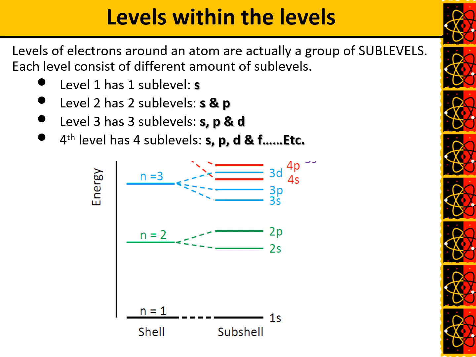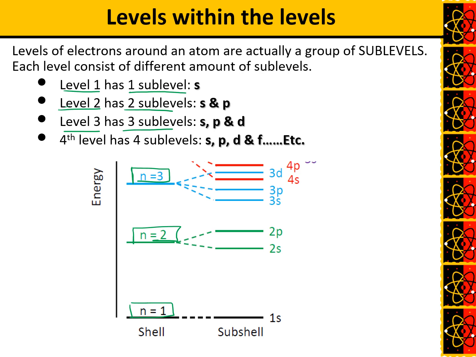Okay, you can see here that I have the first layer, the second layer, and the third layer. It happens that the electrons' levels are made not only of levels, but also sublevels. They are divided into sublevels. For example, level 1 has one sublevel. Level 2 has two sublevels. Level 3 has three sublevels, and so on.